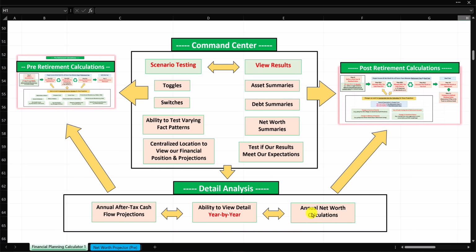So we have a tall order laid out in front of us. We have a lot of things to put together, a lot of items that need to be incorporated into this scenario planning.